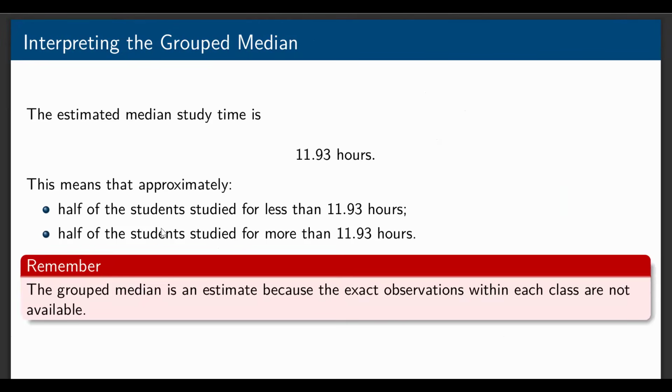So what does this mean? It means that approximately half of the students studied for less than 11.93 hours, and half of the students studied for more than 11.93 hours. Now, the grouped median is an estimate because the exact observations within each class are not available. So what we have gotten here is just an estimate because we don't have the precise data points.